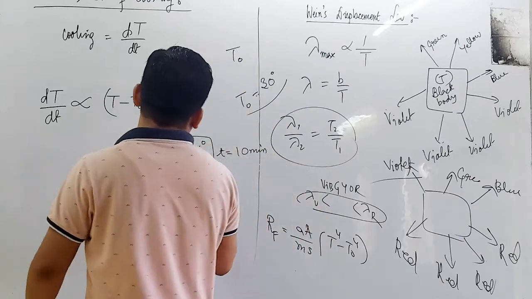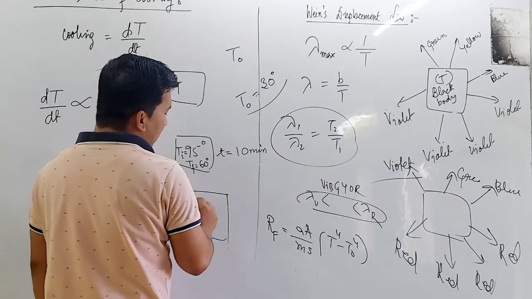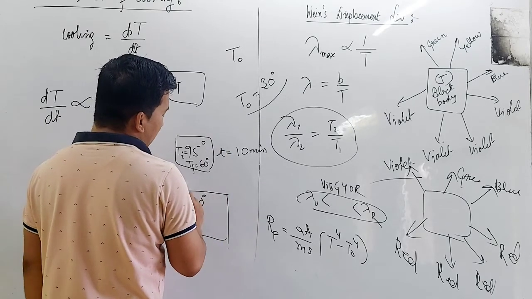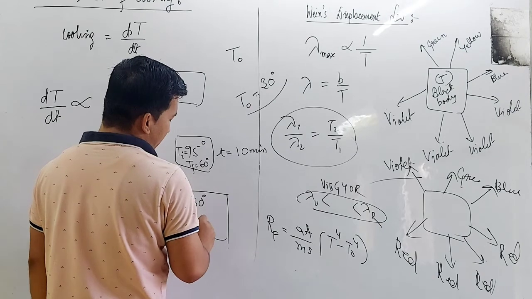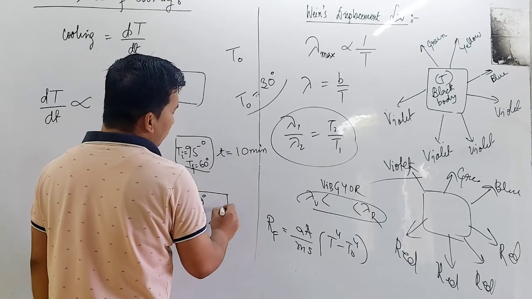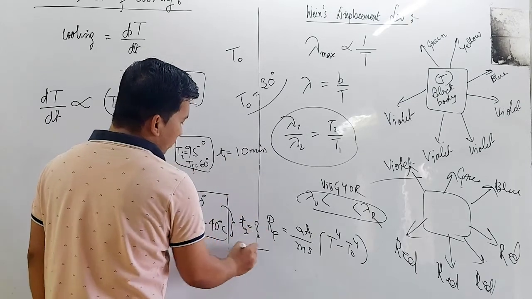Next. What will be the time taken by the same body to cool down from 60 degrees Celsius to 40 degrees Celsius? What will be the time taken? T2 will be equal to question mark.